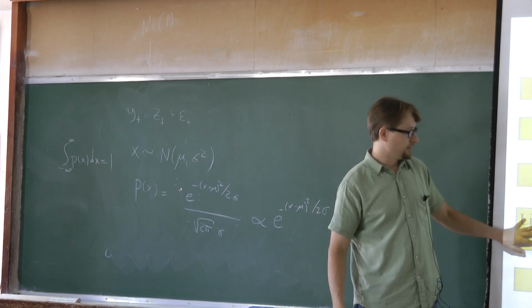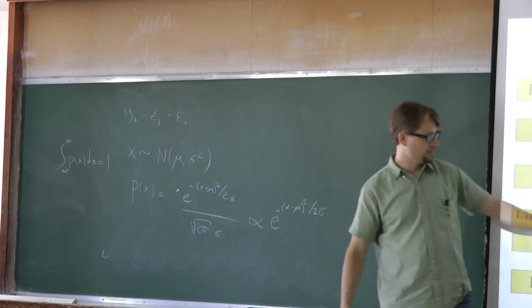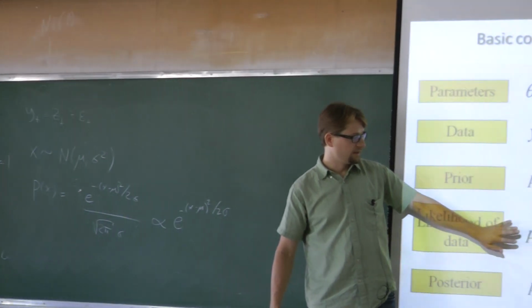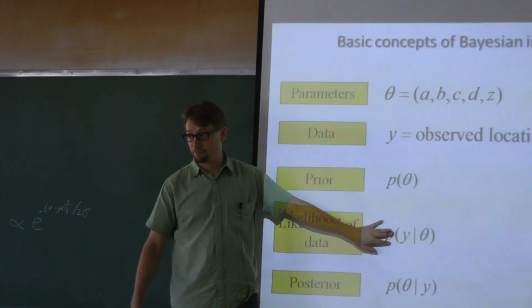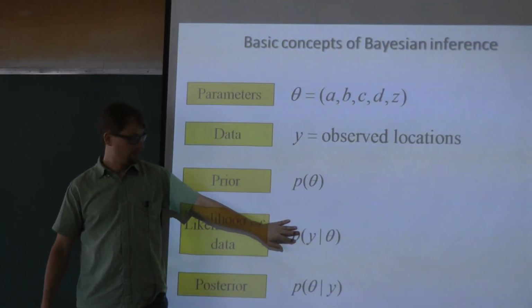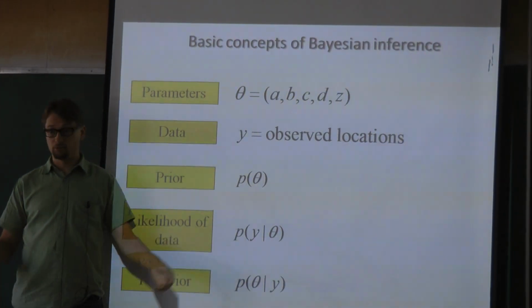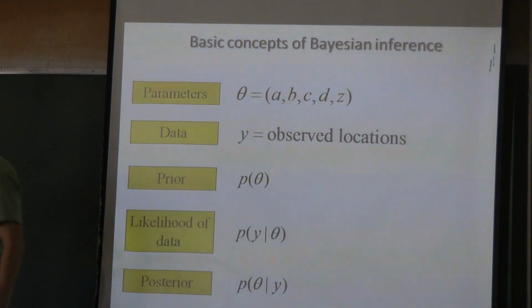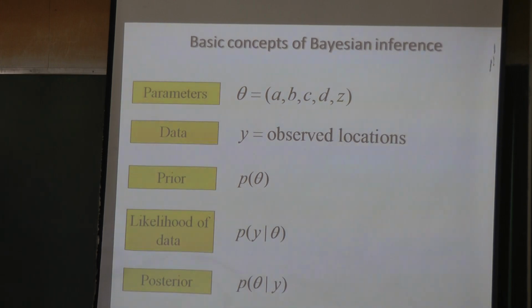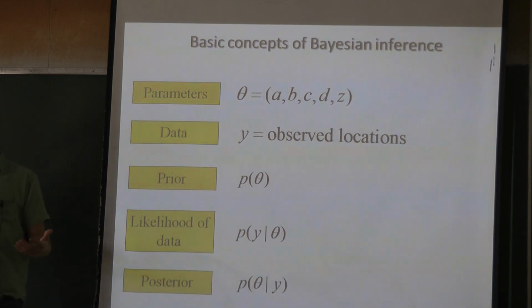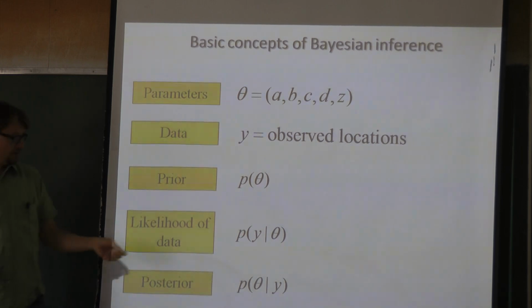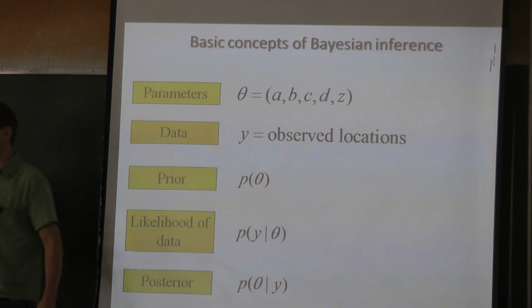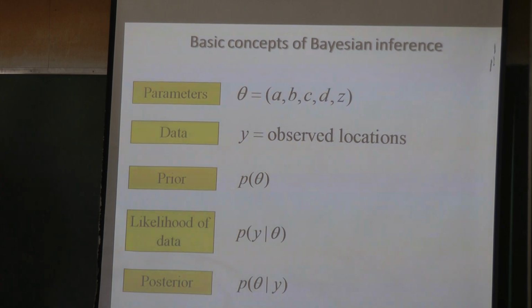Then we have the likelihood of data. You can read this as the probability of observing the data given the values of the parameters. If the parameters had some specific values theta, what would be the probability of observing exactly the data that you observed? This is what this likelihood function is telling us.